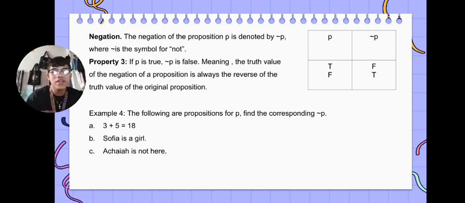Example 4. The following are propositions for P. Find the corresponding not P. 3 plus 5 equals 18. Sophia is a girl. Akeya is not here.